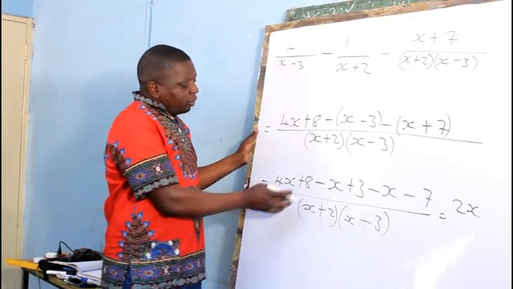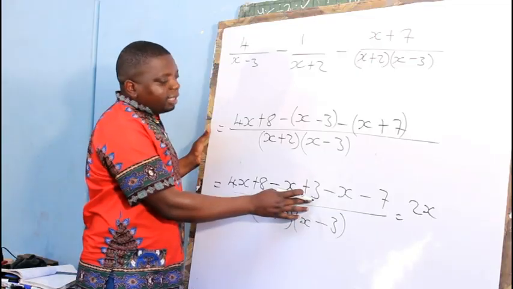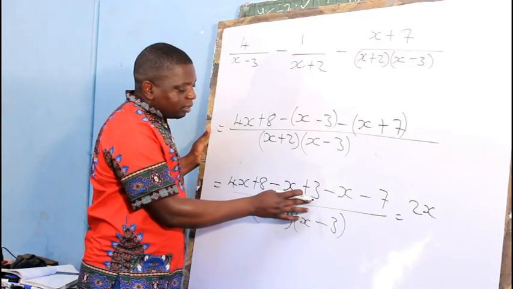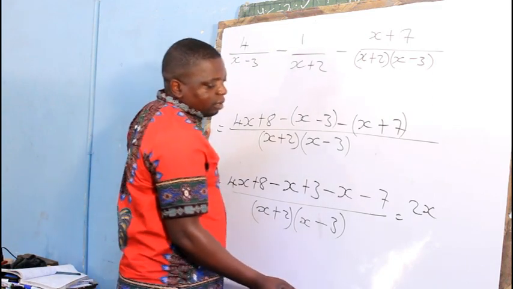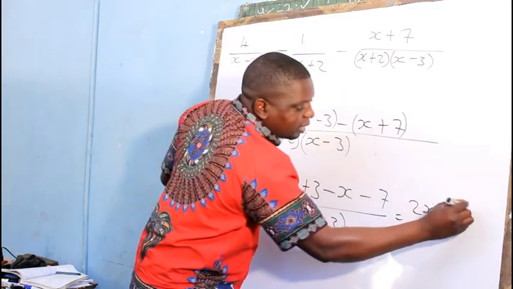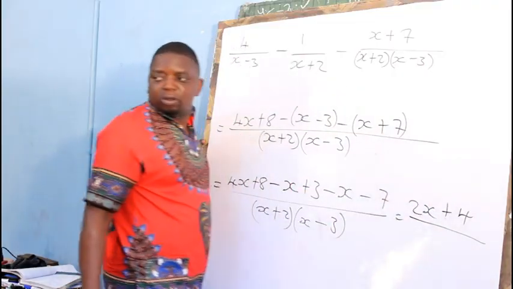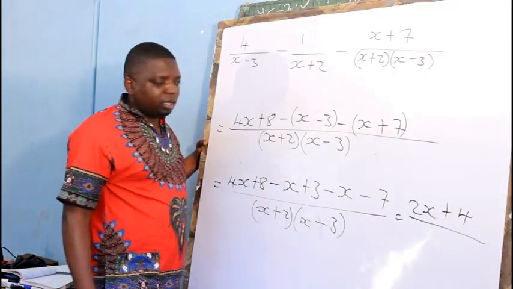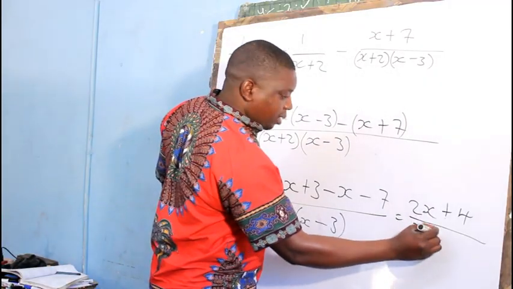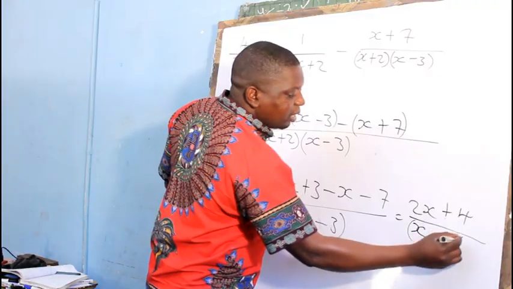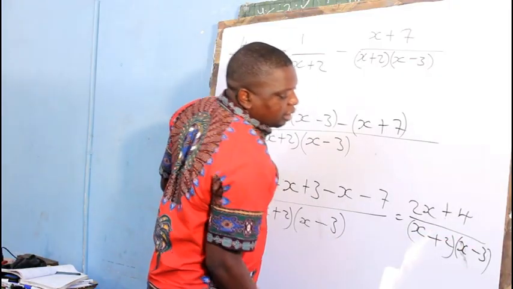Right, the numerical values: plus 8 plus 3 is plus 11. Plus 11 minus 7 is plus 4. Consider the sign. And so we have 2x plus 4, all over x plus 2 factor of x minus 3.